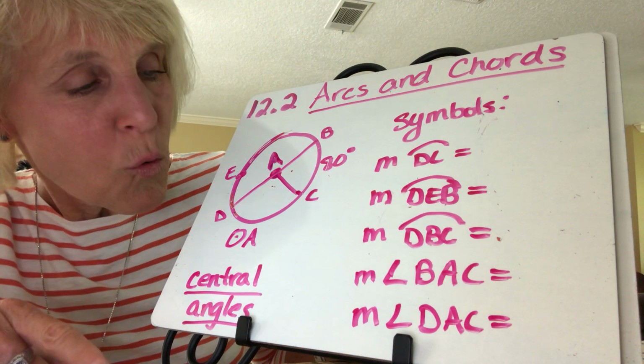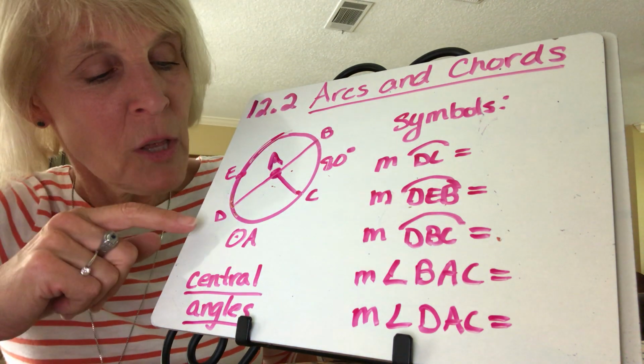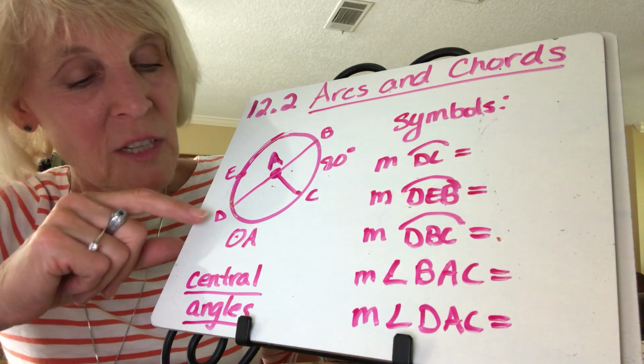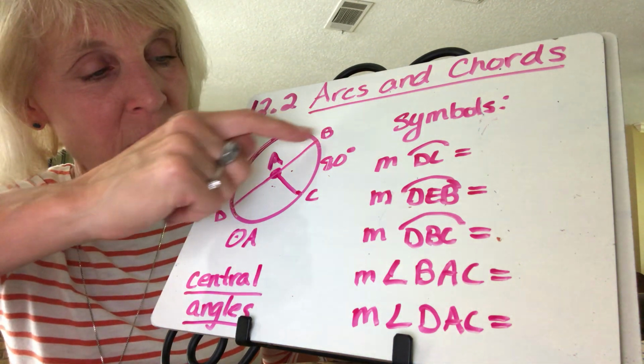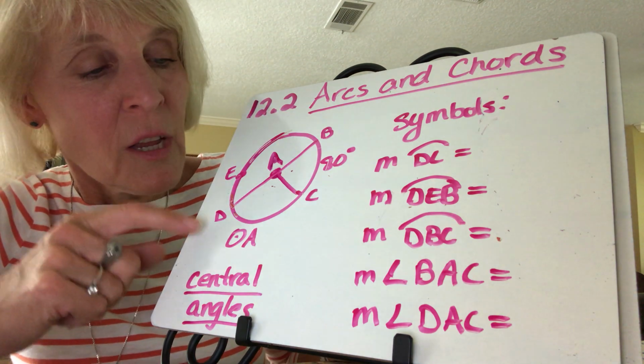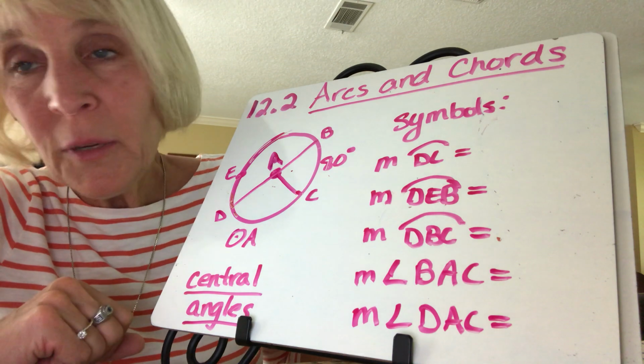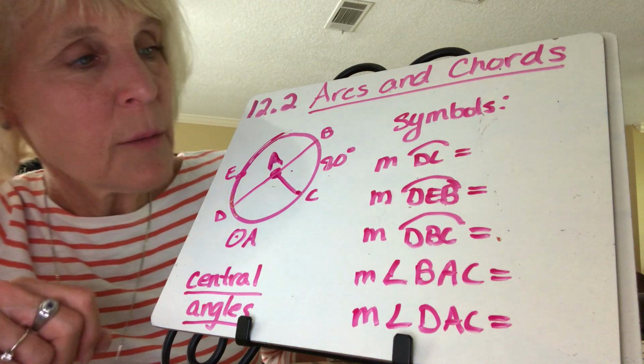Remember that chords are just the segment that has endpoints on the circle. So the only chord in this picture would be segment DB or segment BD. Okay? So that would be my only chord. Of course, AC would be a radius, and DB would be the longest chord, called the diameter.